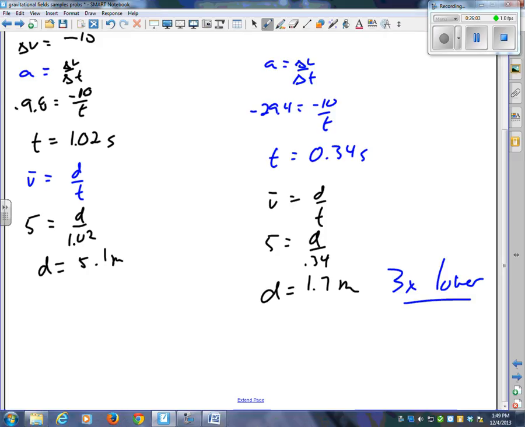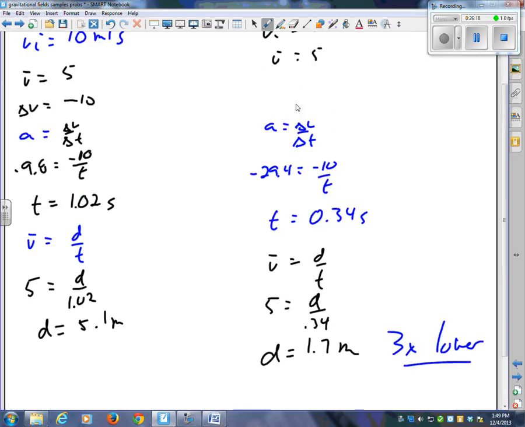Now, the real kicker is the next question, which says, if the ball on Alpha were thrown with 3 times the greater initial velocity, how would that change your answer? What if instead of throwing at 10 on Earth, over here on planet Alpha I throw it at 30? I'm going to have minus 29.4. Instead of minus 10, I'm going to have minus 30. My T is going to be the same.